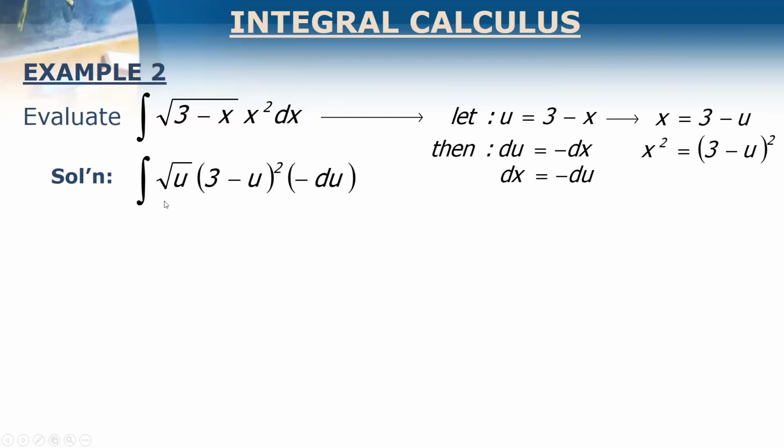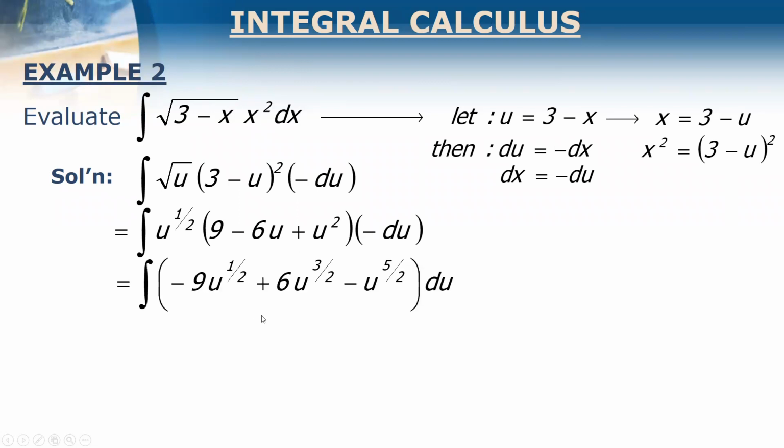Next, i-transform na to exponential, 1/2, and then we will expand this binomial. Ano yung result? Diba? And the next is ato distribute ning u raised to 1/2, including this negative multiply na to. Ano yung result? Negative 9 u raised to 1/2. Negative times negative, that's positive 6. 1/2 plus 1, that's 3 halves. Negative, positive is negative 1/2 plus 2, that's 5 halves.